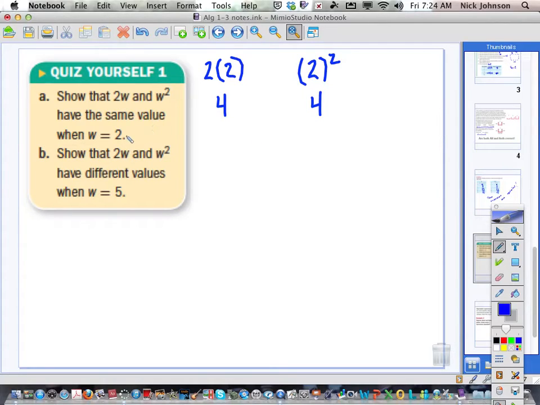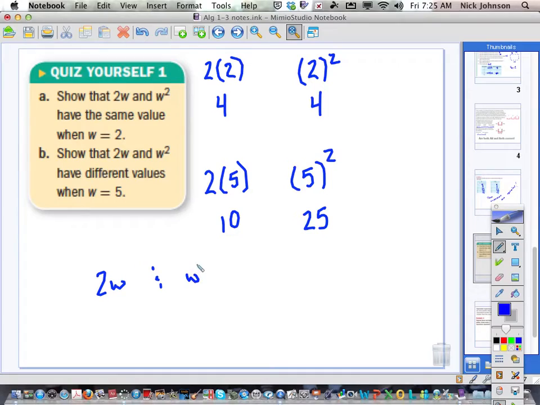So if you were just to check 2, you would assume that maybe 2w and w squared are equivalent, correct? But what happens when you check out when w is 5? Okay? 2 times 5 is 10. 5 squared is, what's 5 times 5? Well, it's 25. Okay? So, since these two things are different, 2w and w squared are not equivalent.